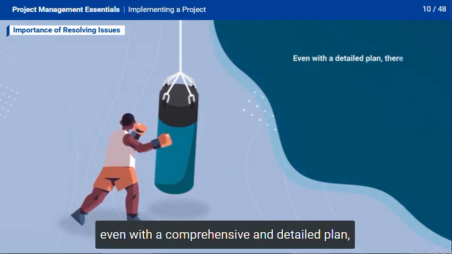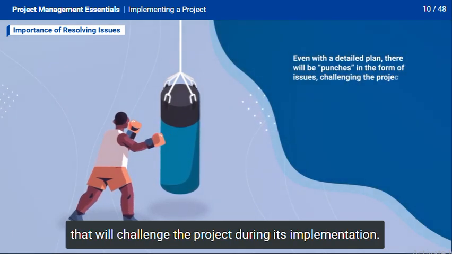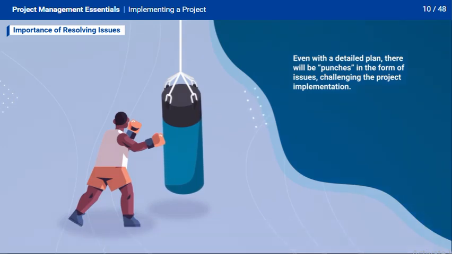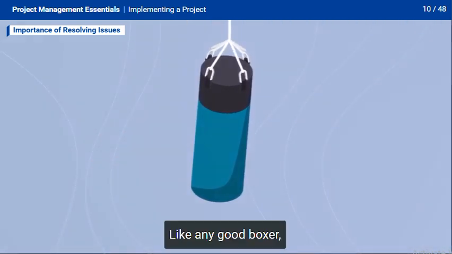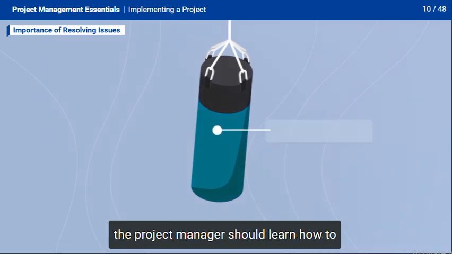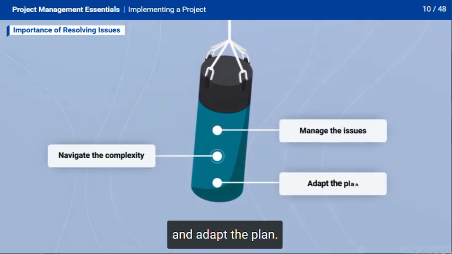Even with a comprehensive and detailed plan, there will be punches in the form of issues that will challenge the project during its implementation. Like any good boxer, the project manager should learn how to manage the issues, navigate the complexity, and adapt the plan.